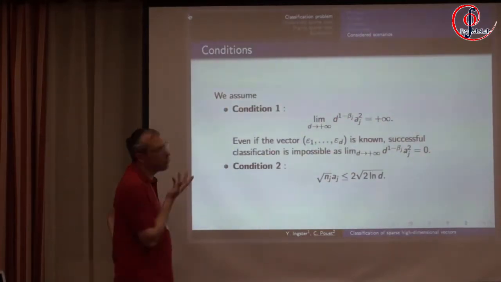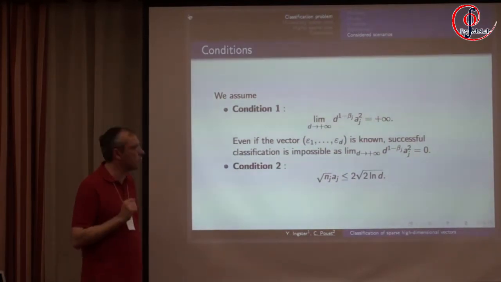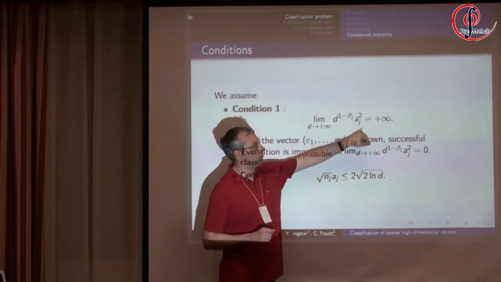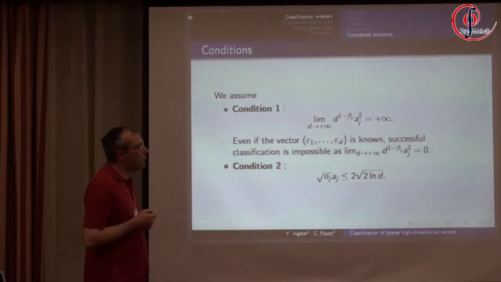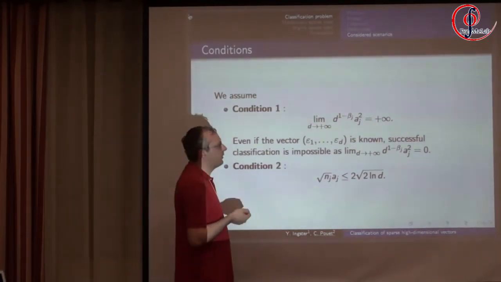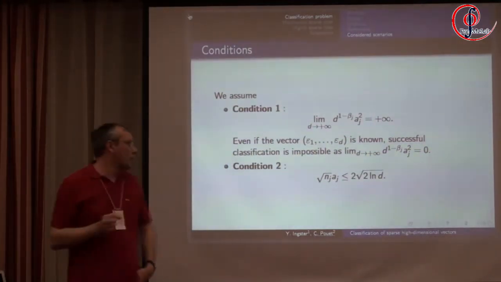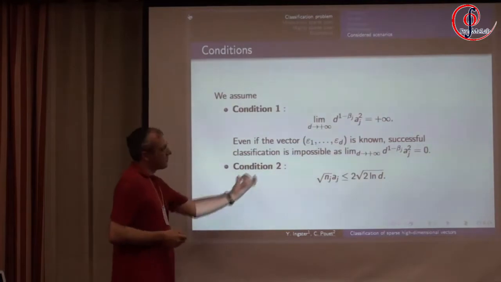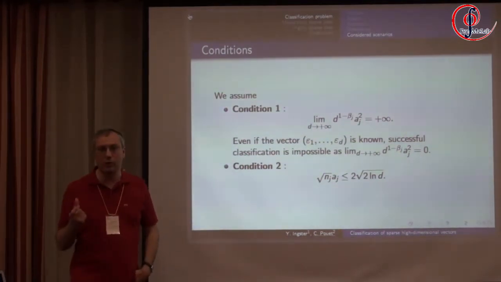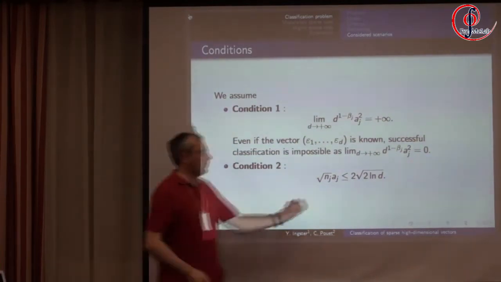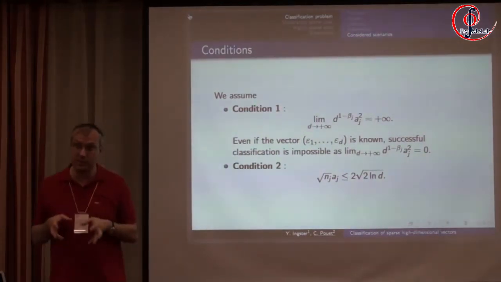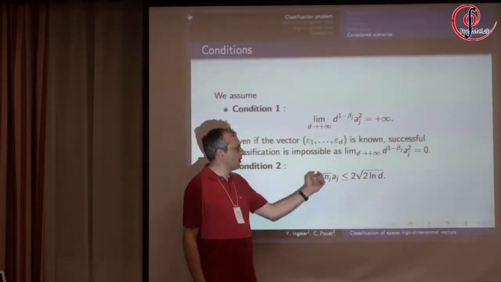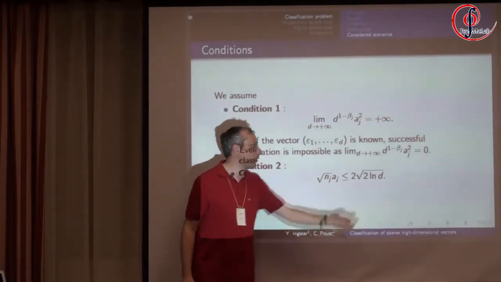So first, we have two conditions that we have to consider just in order to draw the first picture. The first one is that the limit of d to the power 1 minus beta_j times a_j squared, that is to say the square of the signal, has to go to infinity. Because if this does not go to infinity, even if you know the position of the signal, in fact, no successful classification is possible. Especially when you have this condition. The second condition is related to the fact that if you can detect the coordinates which have signals, then you are not in fact in a problem with dimension d, but with a smaller dimension, which is directly related with the sparsity. So we will assume more or less, as you will see later, that square root of n_j a_j is smaller than 2 square root of log of 2 log d.